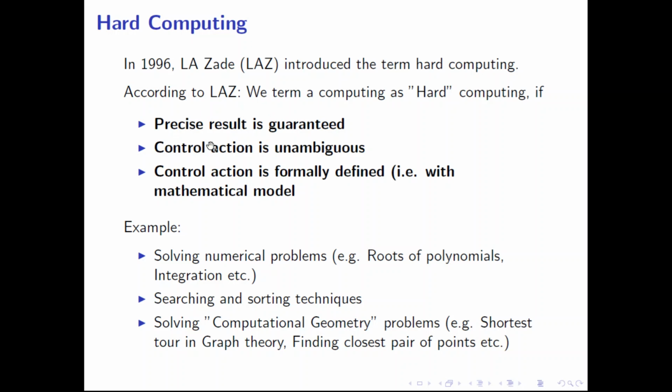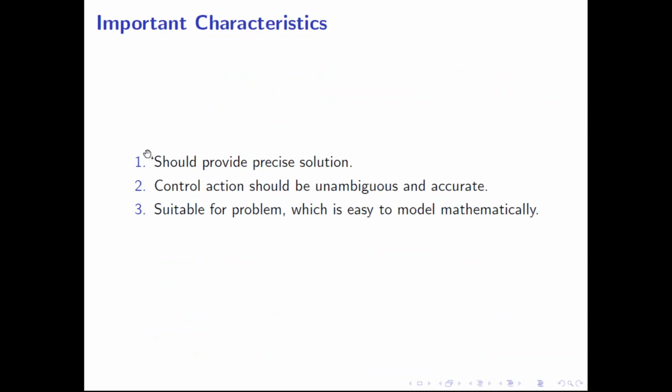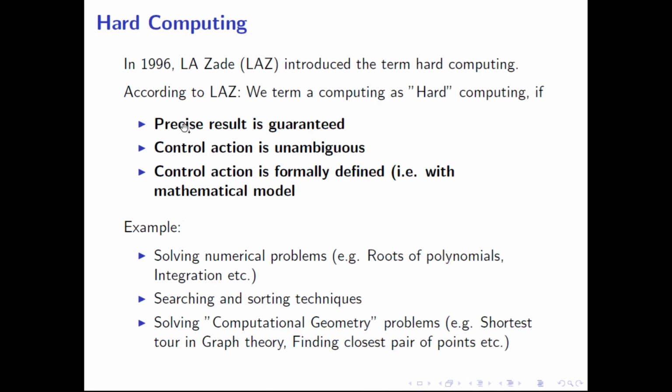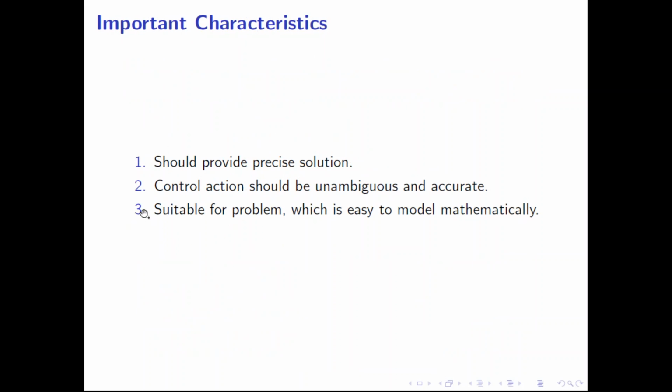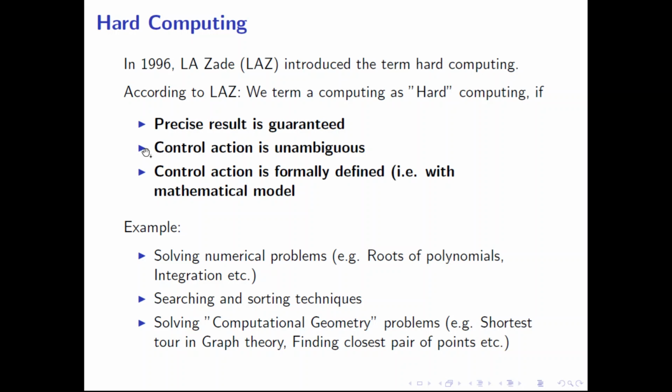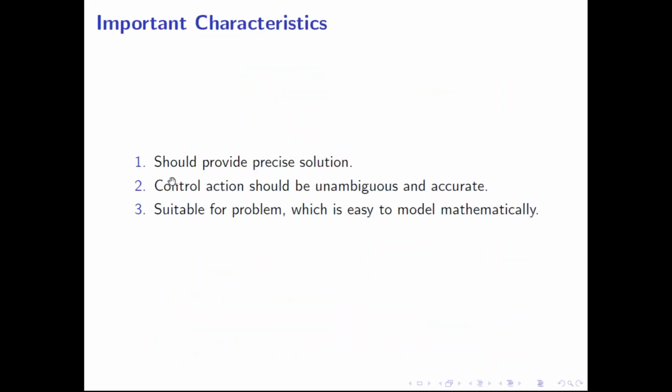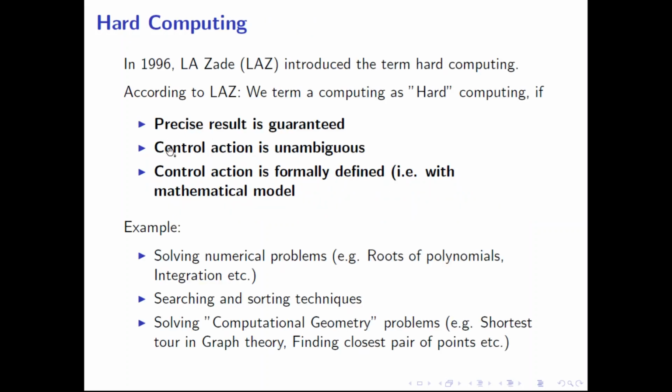Whatever we have discussed here about computing, computing is very much similar to hard computing. Hard computing is one which should produce precise results. It should guarantee precise results, its control action should be unambiguous, and we should be able to mathematically model the problem. All the characteristics that are applicable to computing are also applicable to hard computing. Generally, whatever we say as computing, we are talking about hard computing.